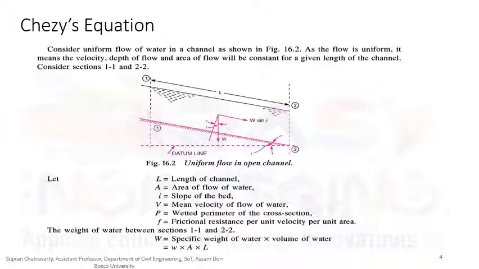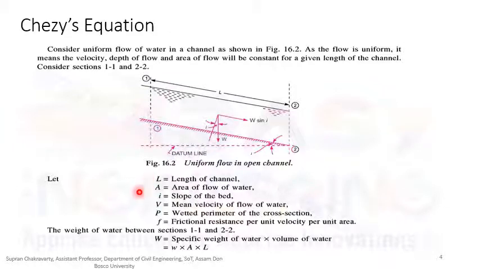As we know, in uniform flow the velocity is measured by some empirical formula. Antoine de Chezy, a French hydraulic engineer, developed an equation. So let us go through the derivation of this equation. We are considering a uniform flow of water in a channel. As the flow is uniform, it means the velocity, depth of flow and area of flow will be constant for a given length of the channel. So we are considering one length, and in between this length every parameter, the velocity, depth, discharge and area, will be constant.